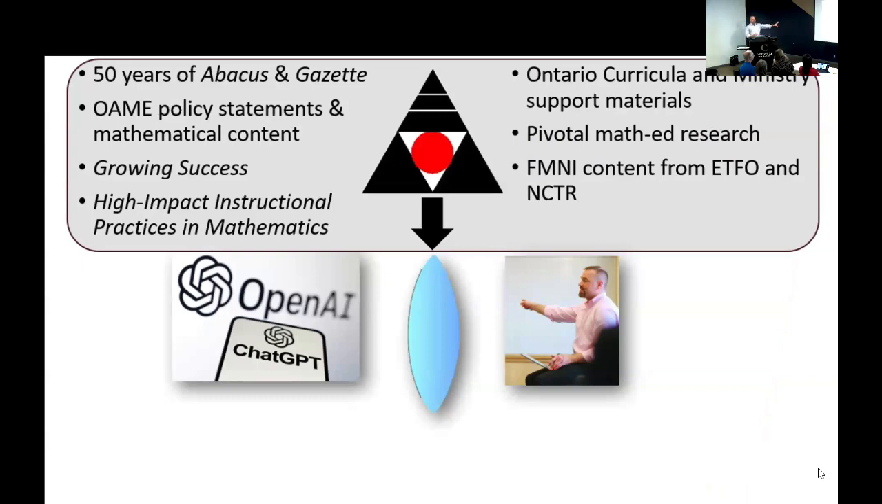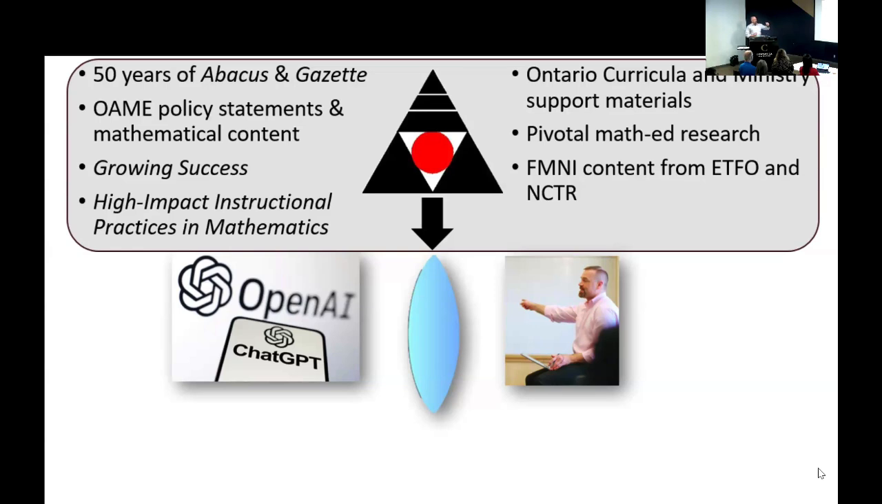We have ChatGPT here, and it knows a lot of stuff, but it knows a lot of bad stuff too. Its mathematical education background is based on Reddit posts, likely not where we want teachers to get their information from. So what we try to do is put a lens for the AI in front of that. We've got 50 years of the Abacus and our Gazette journals, so writers who have thoughtfully written about mathematics from an Ontario perspective, talking about the Ontario curriculum, all of the OAME stuff that we create as an organization to guide our ideals, and Growing Success from the ministry.